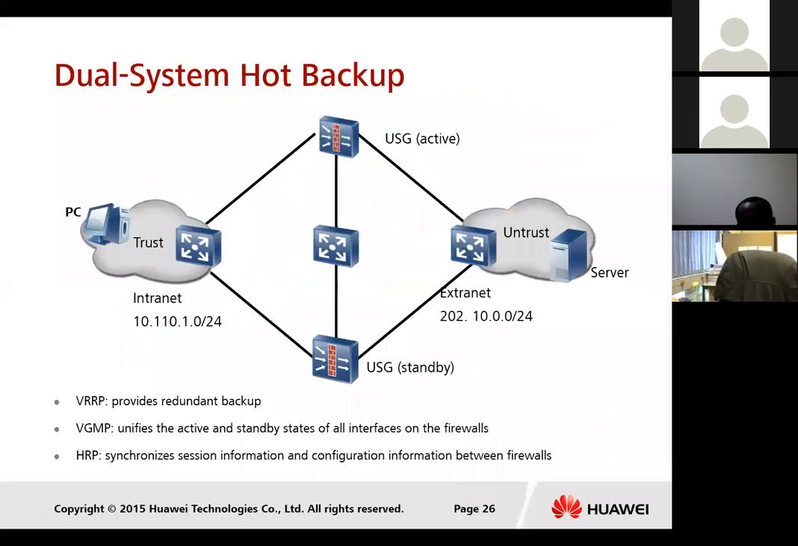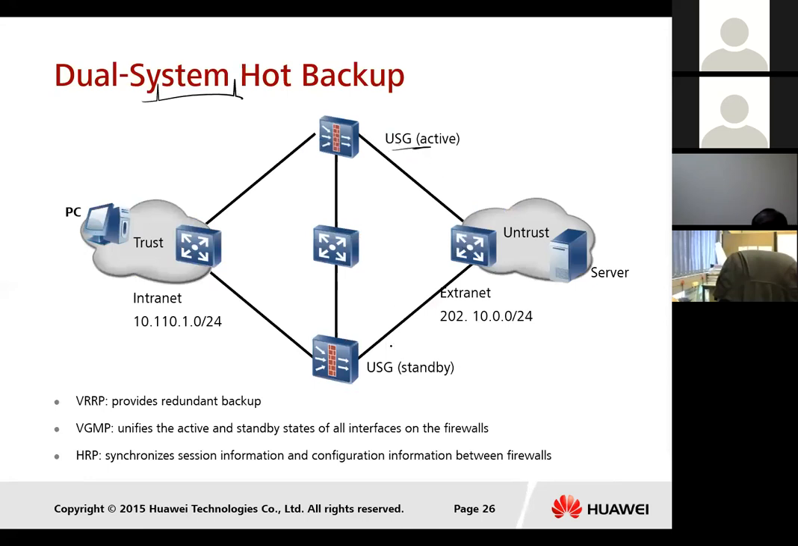is the dual system hot backup. When your network keeps growing, one single firewall might not be enough, because when the firewall goes down, everything will go down. You're not able to access the internet, and it will not be able to handle all the traffic on the NAT. That's why they have the dual system hot backup.